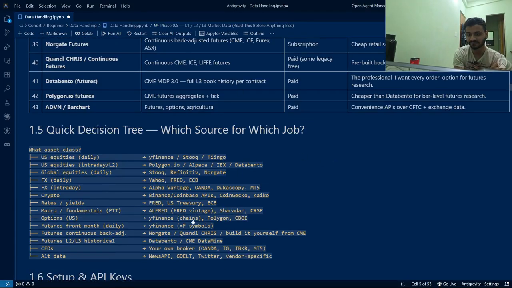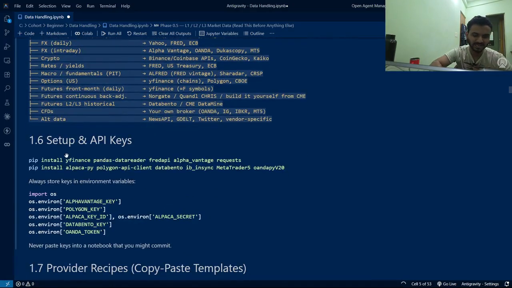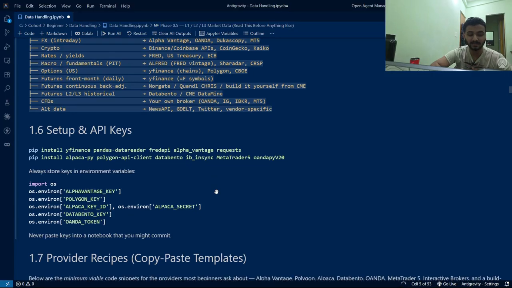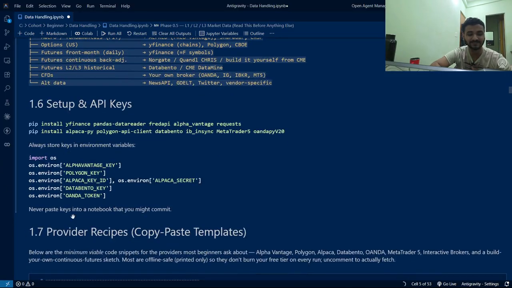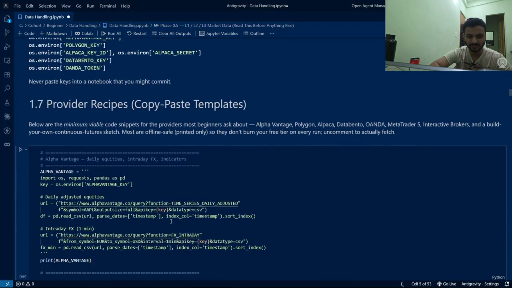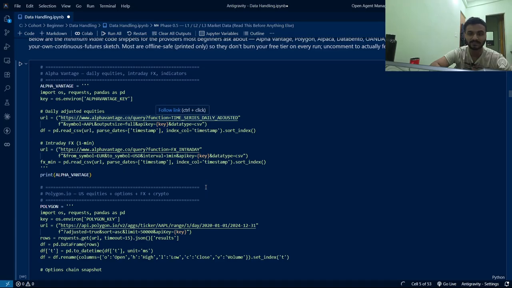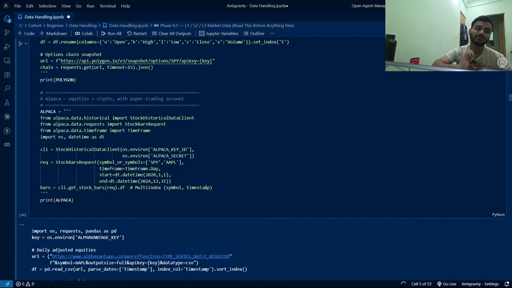This is the decision tree for which data, what are your requirements and what are the good sources for that data. Then how to set up and use API keys: pip install yfinance, pandas-datareader, FRED API, Alpha Vantage requests, or you can do alpaca-py, Polygon API client, Databento. You can just put your API keys or API secret in here, and it's done. I've given you this as well. Just input and go, enjoy.